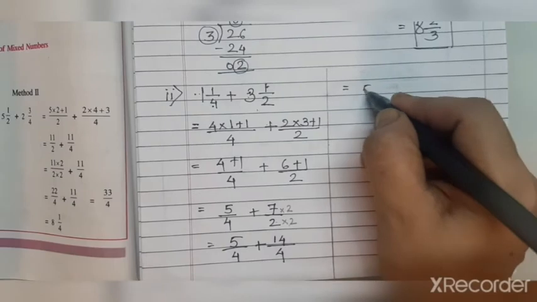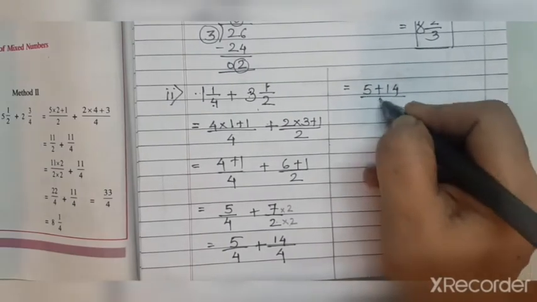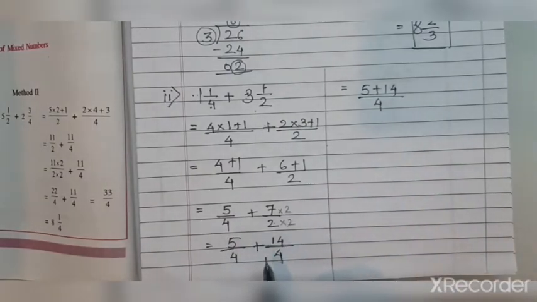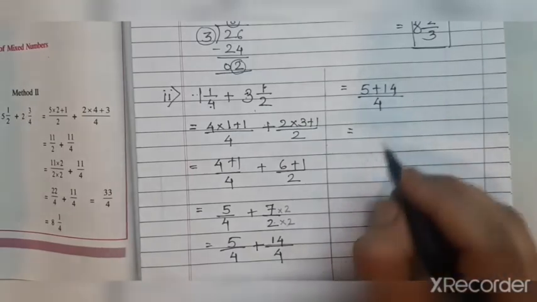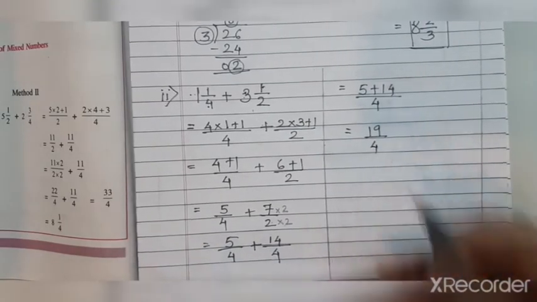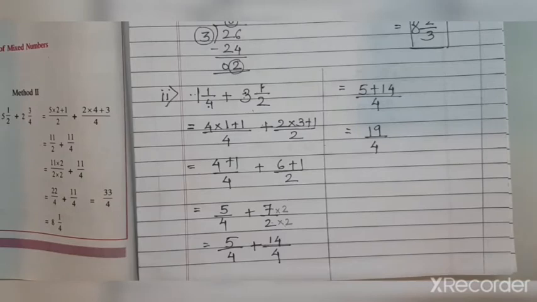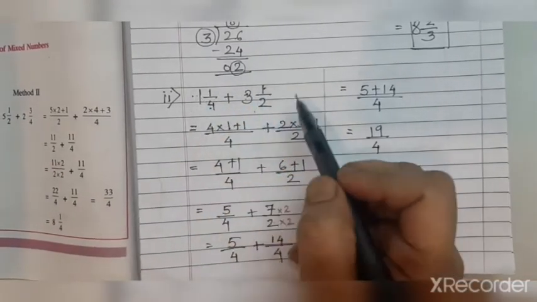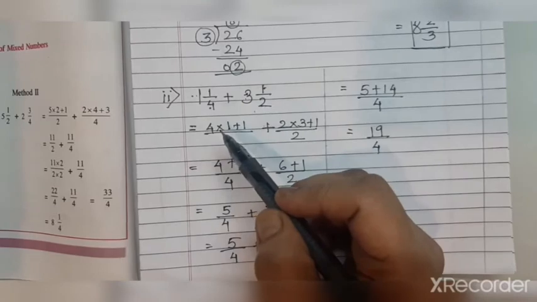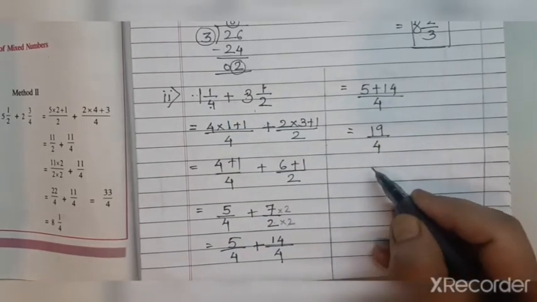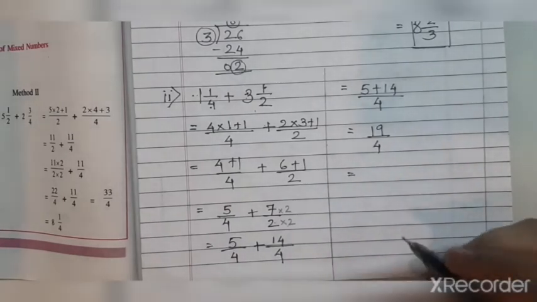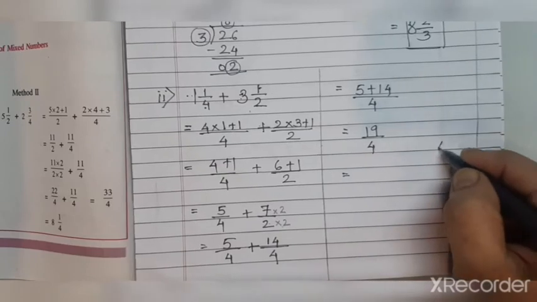How do we write? We write 5 plus 14 upon 4. The denominator we'll write only once, and we'll add the numerators, of course. And now 5 plus 14 is 19 upon 4. Okay. Now we will not stop here. We will convert this improper fraction into a mixed number, because you can see the mixed number here. Yes. So the sum you should get into a mixed number only. You can do it here at the side.